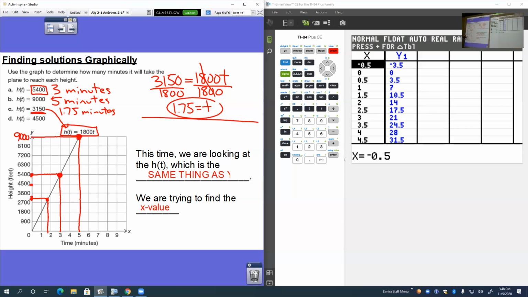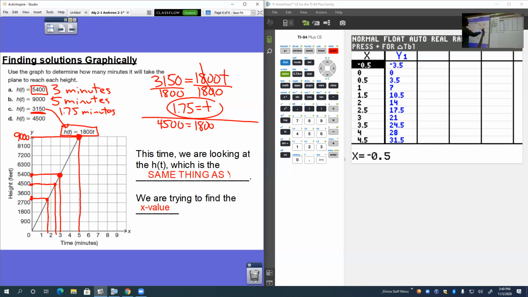4,500 is here. If I go straight across on 4,500 to my graph, and then I go straight down from there, it's somewhere in between 2 and 3. I don't know where for sure. It's somewhere in between 2 and 3. If I had to take a guess, I'd maybe guess about 2.5 because it looks almost halfway. But let's see for sure.